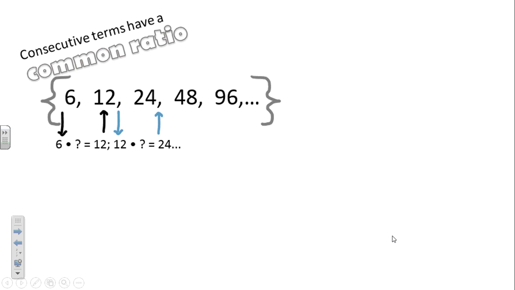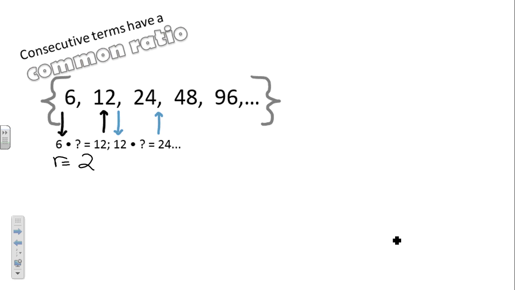So if we look at this first one, 6 times what gets you 12? 2. 2 times what gets you 24? 24 times what gets us 48? 2. So we know we have a common ratio of 2 in this case, okay? Because it's becoming larger, it's a whole number larger than 1. So our common ratio is 2.